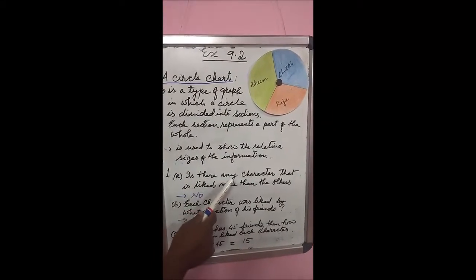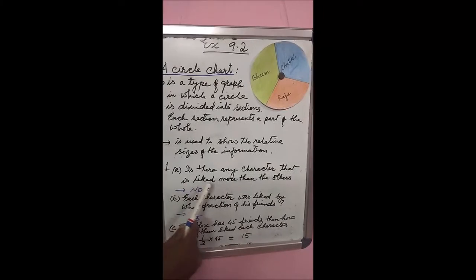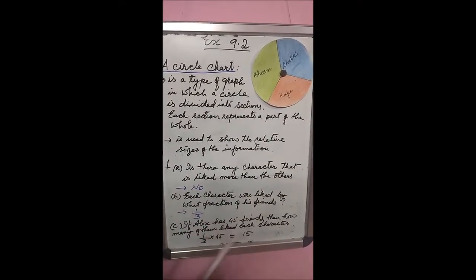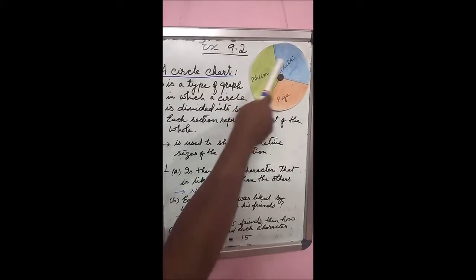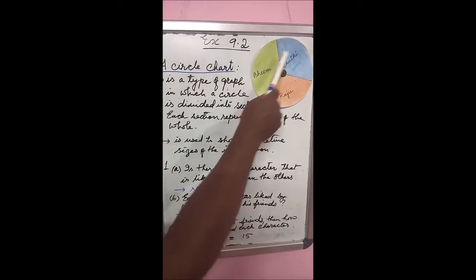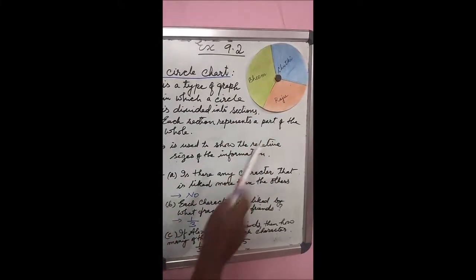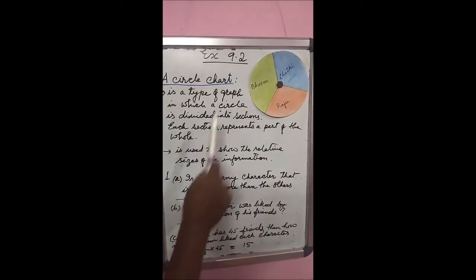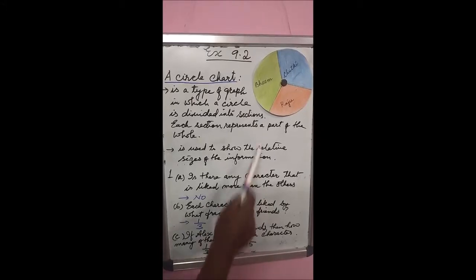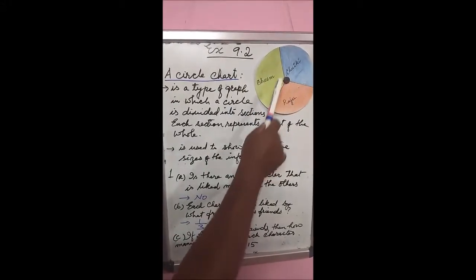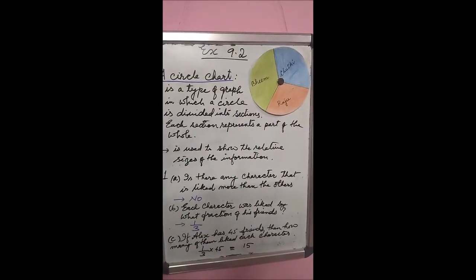Is there any character that is liked more than the others? As you can see in the circle chart, the divisions are made equal parts. So therefore, is there any character that is liked more than the others? It will be no, because all the characters are liked equally.